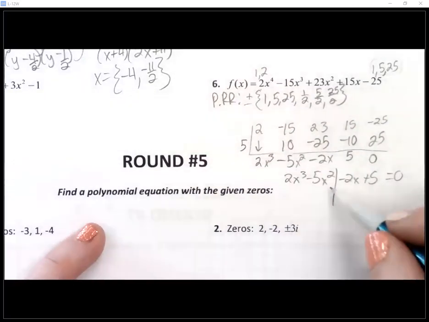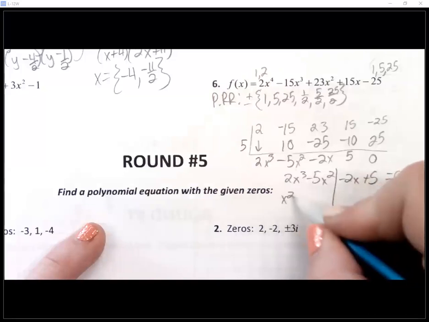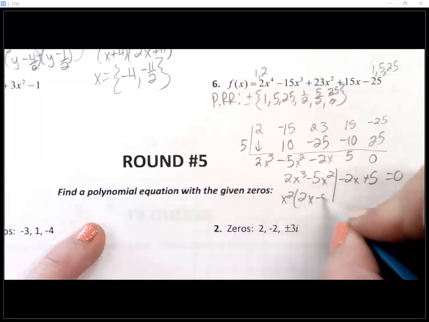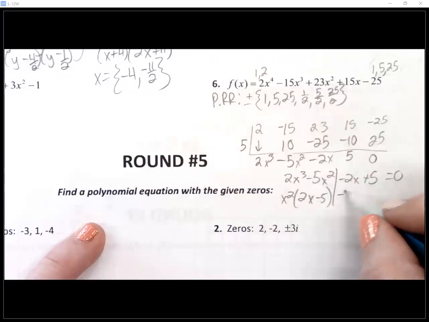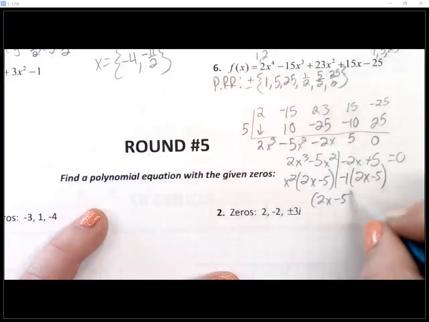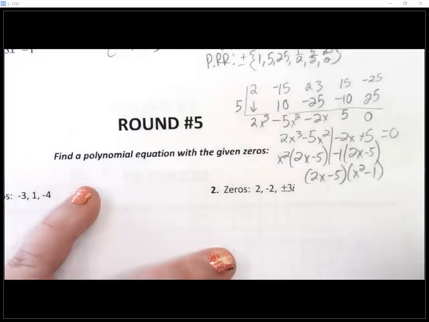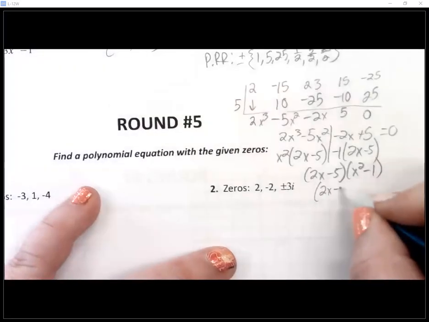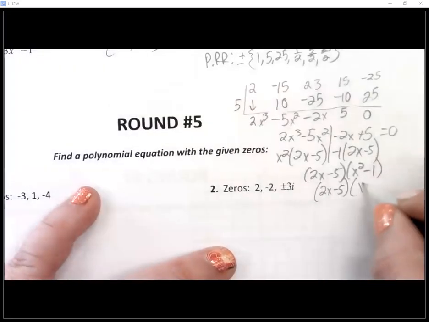So take out an x squared. I'm left with 2x minus 5. Over here, I can take out a -1. I'm left with 2x minus 5. So I get 2x minus 5 and x squared minus 1. Now, x squared minus 1 factors again. So I have 2x minus 5, and that's going to split into x plus 1, x minus 1.